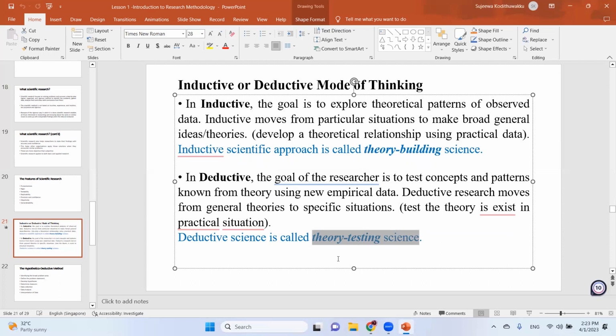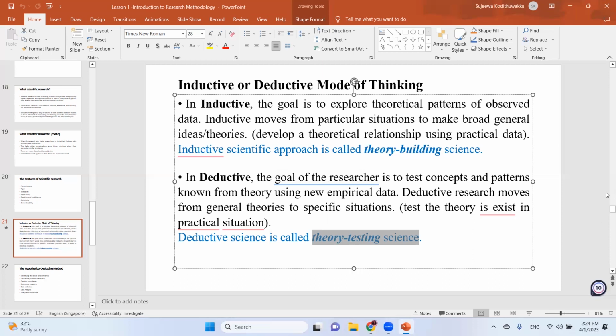It is theory testing. You are going to test the existing theory by applying the particular theory to the practical scenario or the practical problem available at the moment. So that is called deductive mode or deductive science. Therefore, deductive research moves from general theories to specific situations. So make a difference. Inductive moves from a particular situation to a general theory: you analyze a particular problem issue, then move to broad theory.